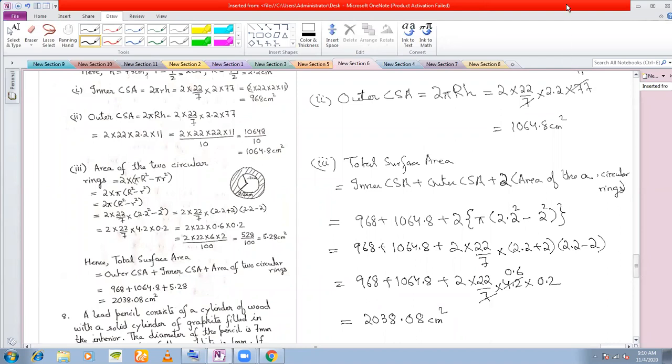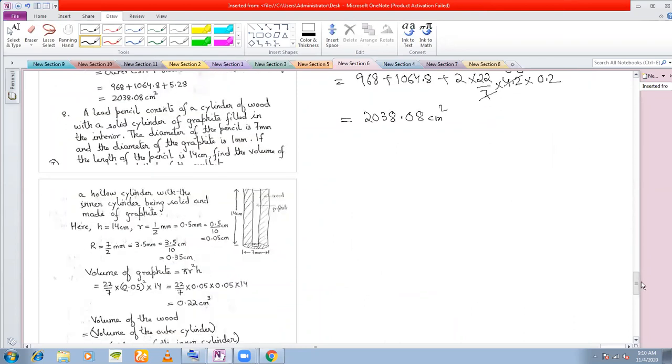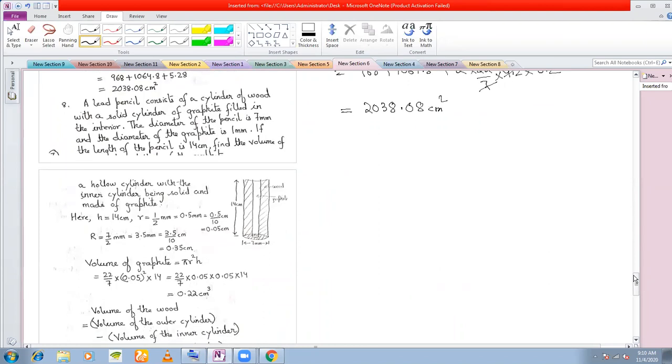We now come to the next problem, concerning a lead pencil. A lead pencil consists of a cylinder of wood with a solid cylinder of graphite filled in the interior. So you have a pencil and a long graphite nib inside it, which is surrounded by wood. The diameter of the pencil is 7 millimeters, and the diameter of the graphite is 1 millimeter.